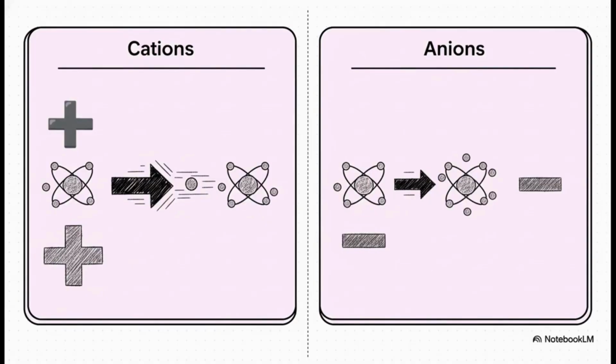And there are 2 flavors of ions. If an atom loses a negative electron, it's left with more positive protons, so it becomes positively charged. That's a cation. Here's a little trick. Think of the t in the middle of cation as a little plus sign. Now, if it gains an electron, it gets an extra negative charge, and that's an anion.